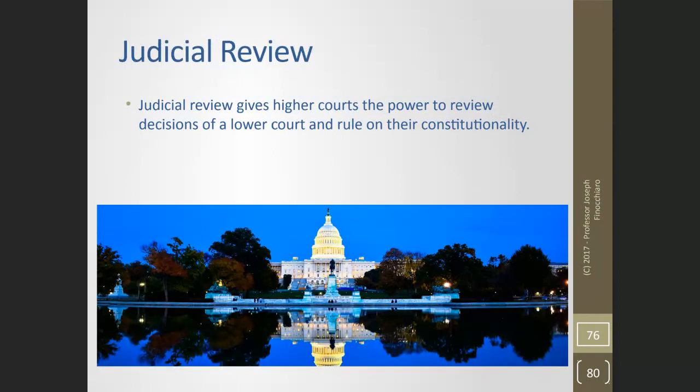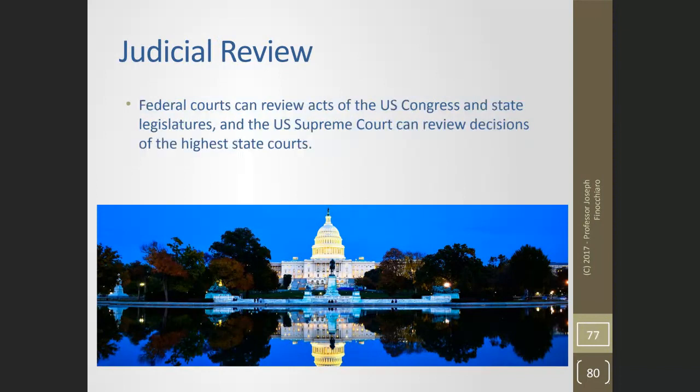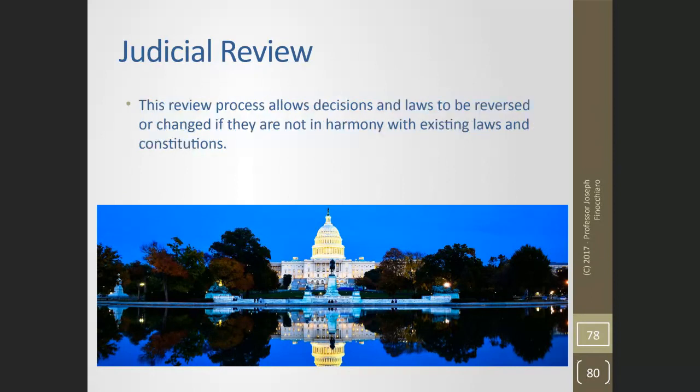Judicial review gives higher courts the power to review decisions of a lower court and rule on their constitutionality. Federal courts can review acts of the U.S. Congress and state legislatures, and the U.S. Supreme Court can review decisions of the highest state courts. The review process allows decisions and laws to be reversed or changed if they are not in harmony with existing laws and constitutions.